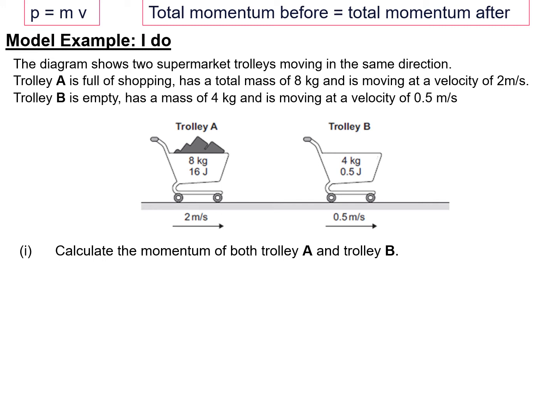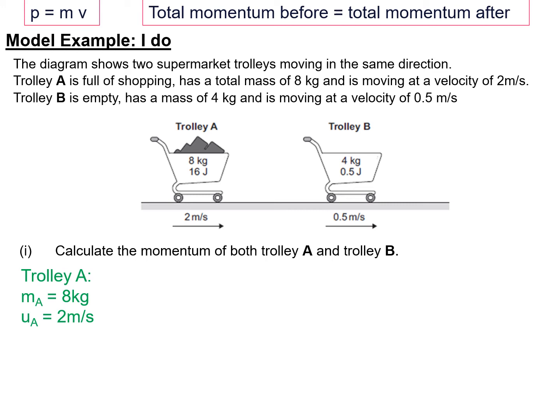So let's start with part 1. Calculate the momentum of both Trolley A and Trolley B. So starting with Trolley A. The mass of Trolley A, and you can see I've used a subscript A here to make sure that we know which mass we are talking about, is 8 kilograms. And the velocity of Trolley A is 2 meters per second. Note how I've used a U here instead of a V.